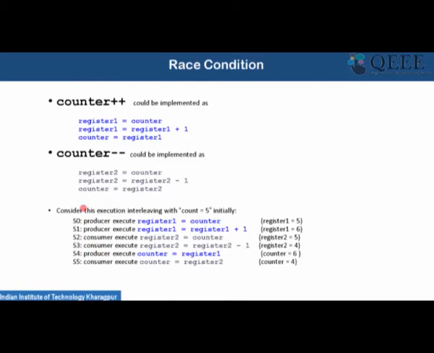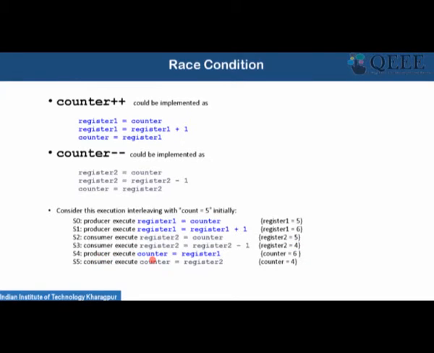Then what may happen? Say the producer executes register1 = counter, and say initially the count value is 5. So the producer executes this first statement, so the register1 value is 5. Then it increments the variable, so the register1 value becomes 6. Then the consumer process reads the value into register2, so register2 now becomes 5. It decrements the value, so register2 now becomes 4.